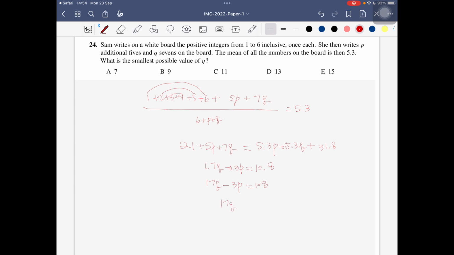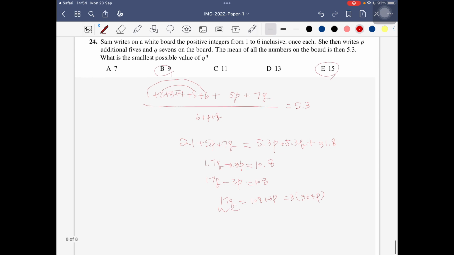So 17Q equals 108 plus 3P. So when we factor, 3 times 36 plus P, which means 17Q should be a multiple of 3. So, for example, there are only a few multiples of 3, but I don't know what the answer is. Let's say if the answer could be 9, 17 times 9, 3 times 36 plus P, so 351. Oh, this can be the answer. So this is the smallest possible value of Q.